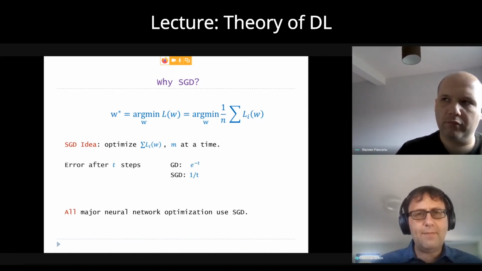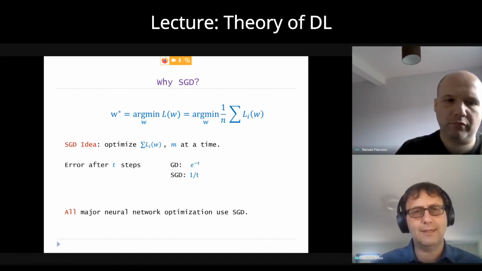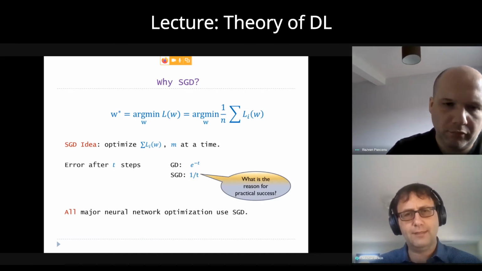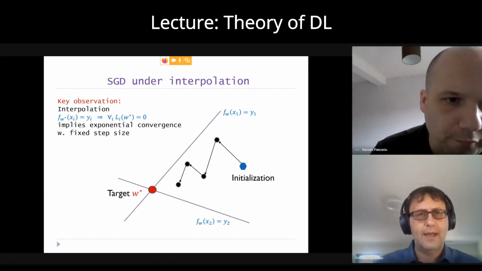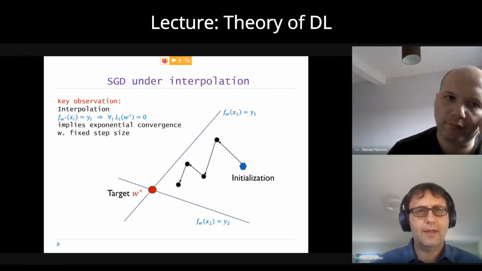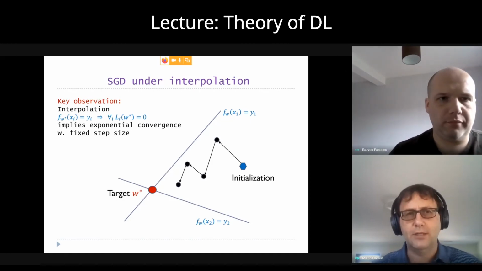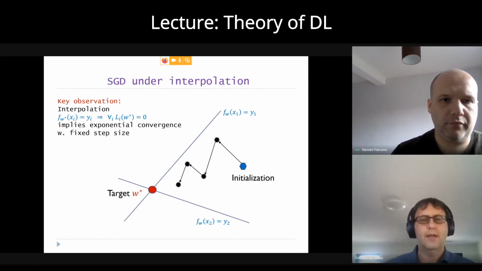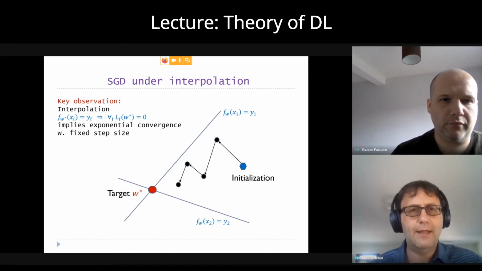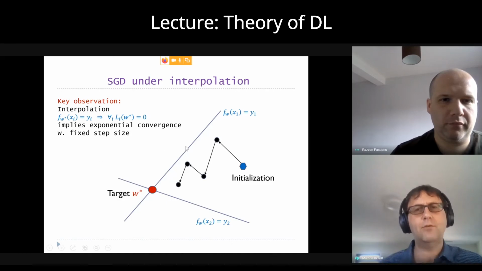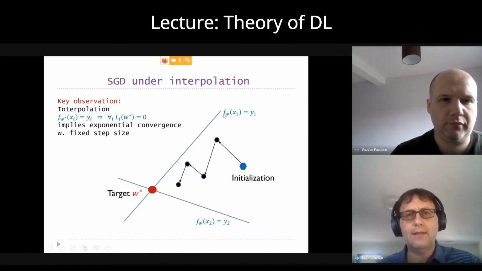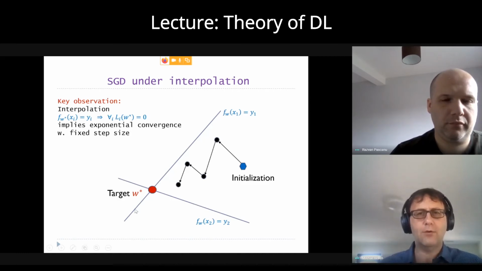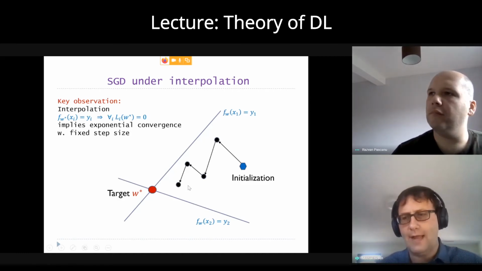So what's going on? Let me give you a picture which I think helps to understand this a little bit. What's the reason for practical success? The picture is the following. If you have interpolation, SGD is actually very different from the non-interpolating setting. Let me explain this. What is interpolation? Interpolation is when your constraints are satisfied. Suppose I just have 2 data points. And the first line is, so think about this plane as a space of W's.